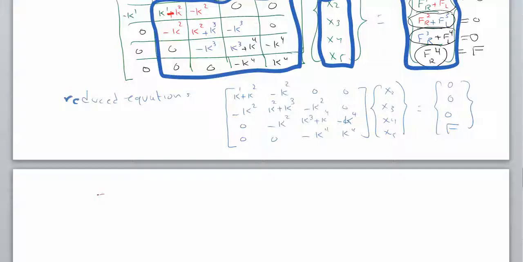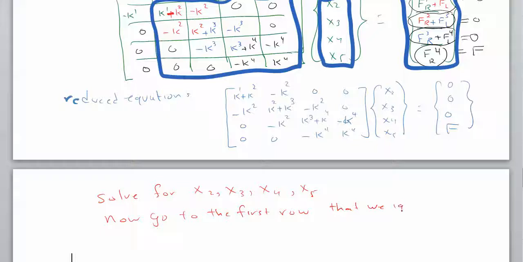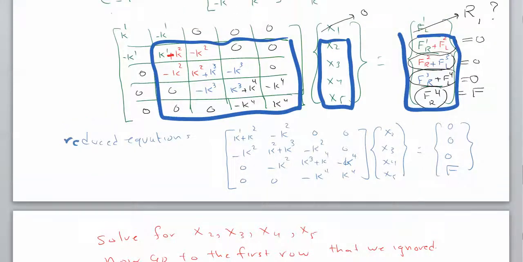All right, so here we can solve for x2, x3, x4, and x5. And now go to the first row that we ignored. What do I mean by which row am I talking about? It's this row that I'm talking about, right there. Okay, the first row. So what does the first row say?